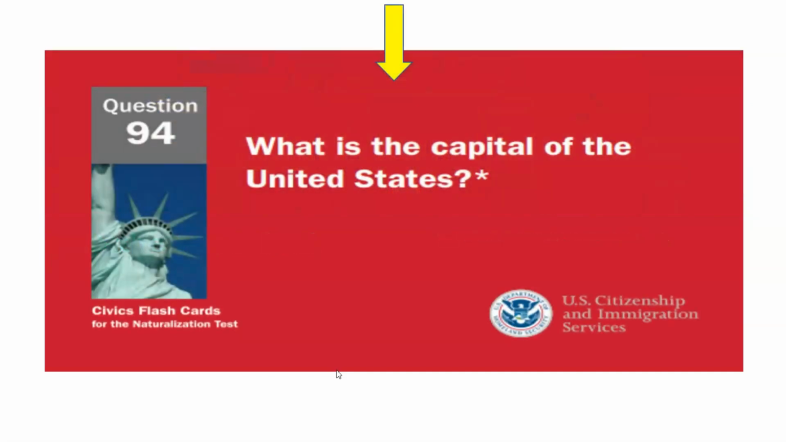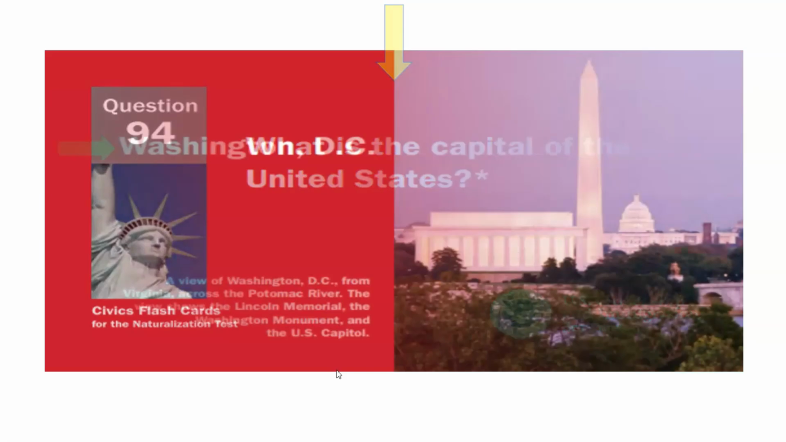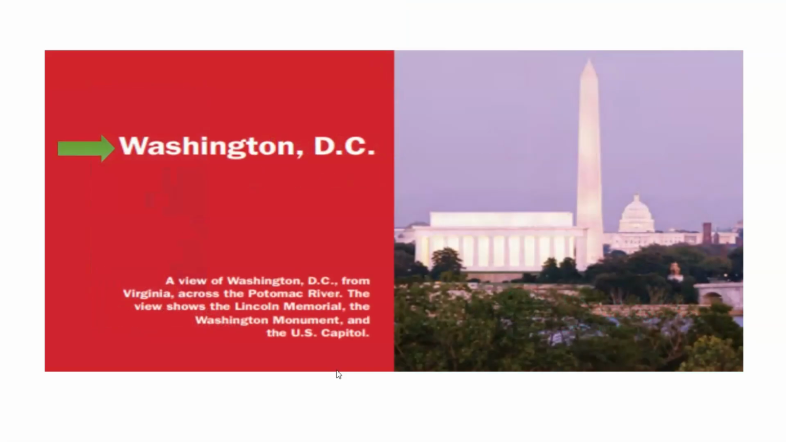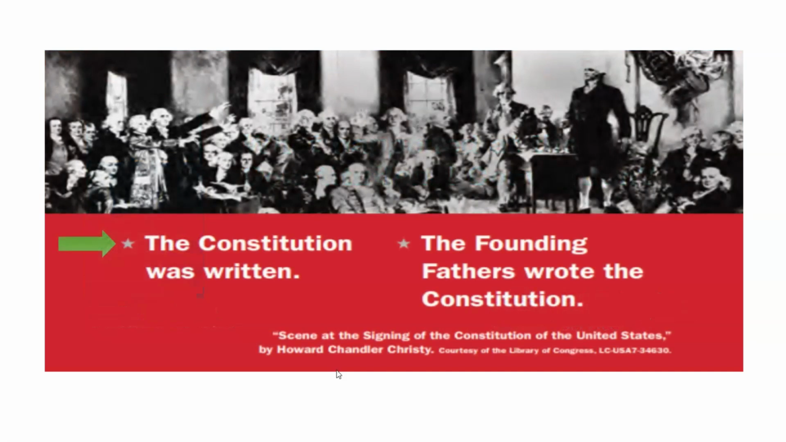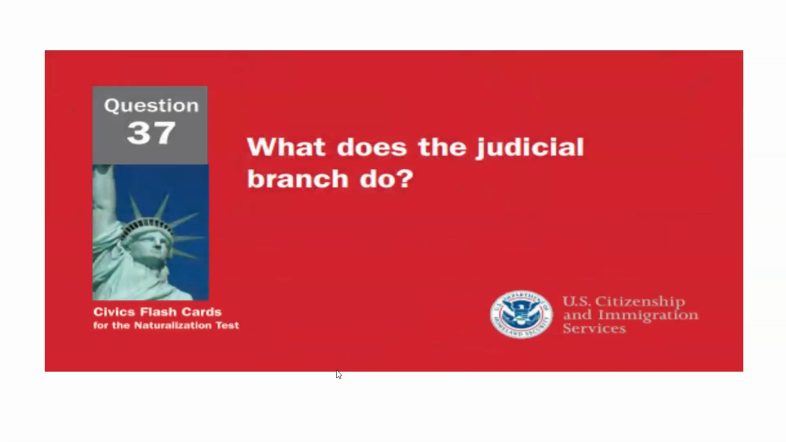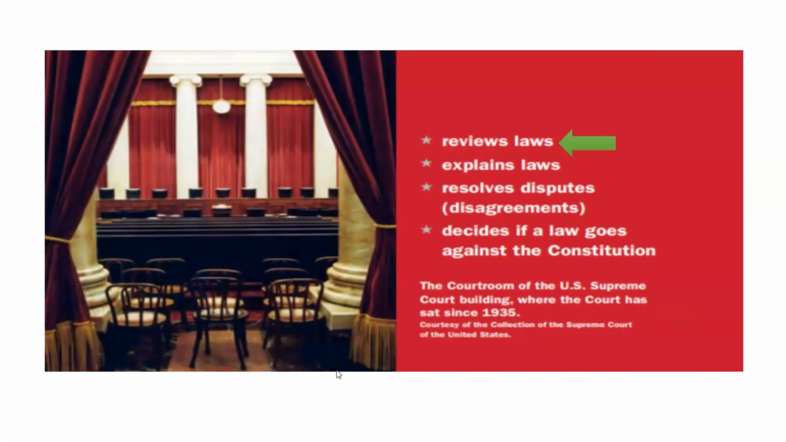What is the capital of the United States? Washington, D.C. What happened at the Constitutional Convention? The Constitution was written. What does the judicial branch do? Reviews laws.